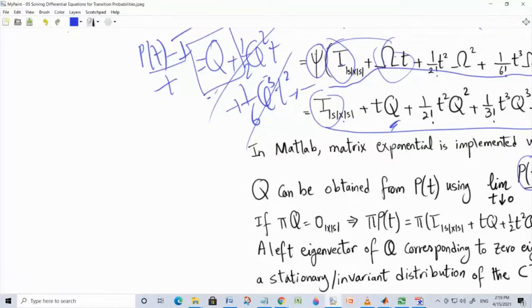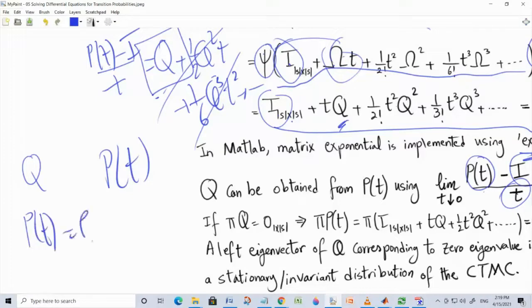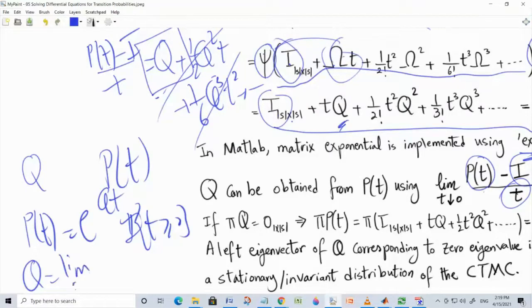So this is very important, that because these are now like in discrete-time Markov chains, where the hero is the TPM, and basically the transition probability in n steps is just the TPM raised to the power n. Now we are talking about two things: Q and P of t, and again P of t is equal to e to the Qt, for t greater than or equal to 0, and Q itself is the limit as t goes to 0 of P of t minus identity, over t.